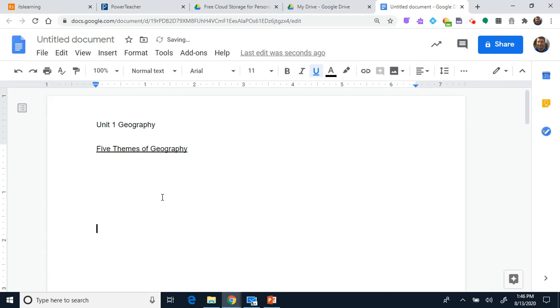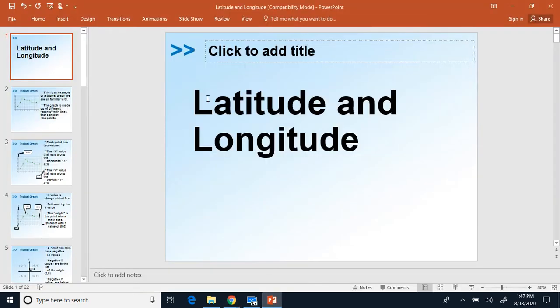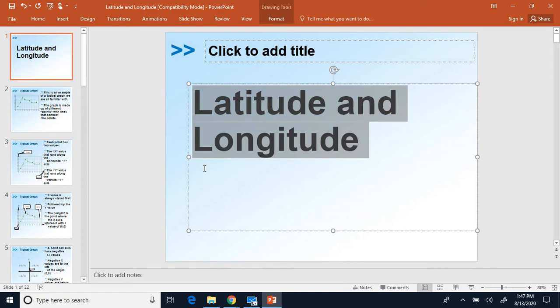So skip a couple lines, and then write down latitude and longitude. Make sure you underline our section title, latitude and longitude. Go ahead and write that down and underline. Today for latitude and longitude, we're talking about how you get latitude and longitude and how you find that.